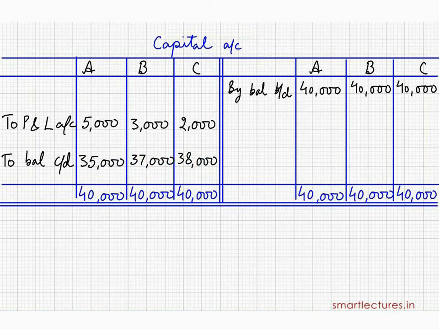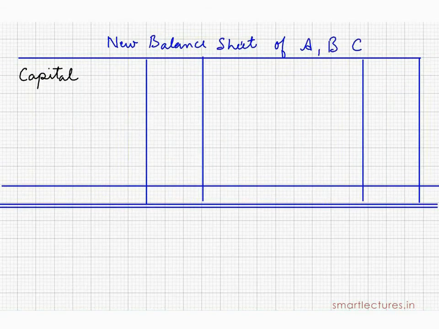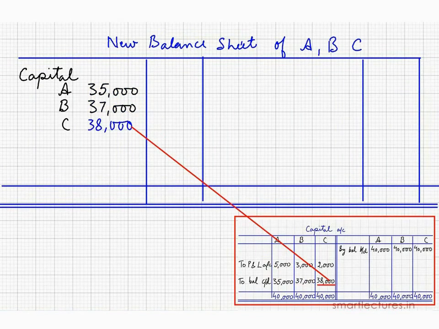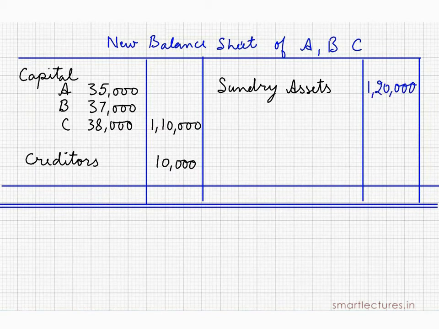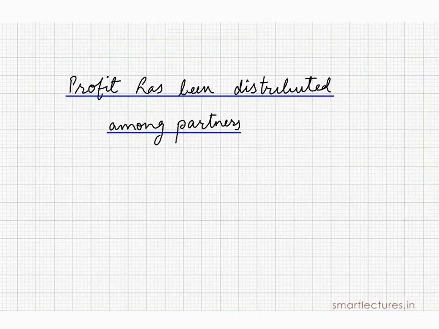Now what will be the balance sheet? On the liability side, A's capital 35,000 rupees, B's capital 37,000 rupees, C's capital 38,000 rupees. Creditors 10,000 rupees, sundry assets 1,20,000 rupees, and the total on both sides will be 1,20,000 rupees. It means the loss has been distributed among the partners in their old ratio. Now profit and loss account is missing from the balance sheet. It means it has been transferred to capital accounts.